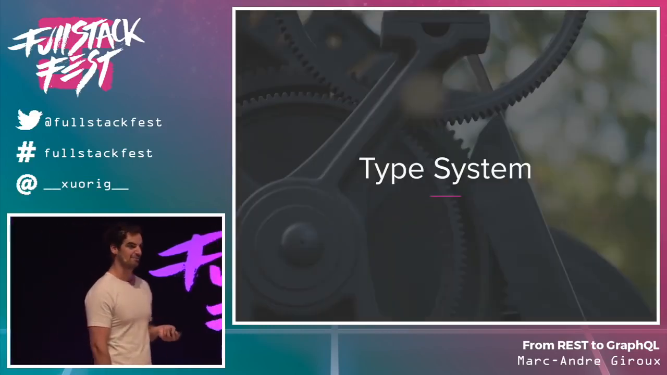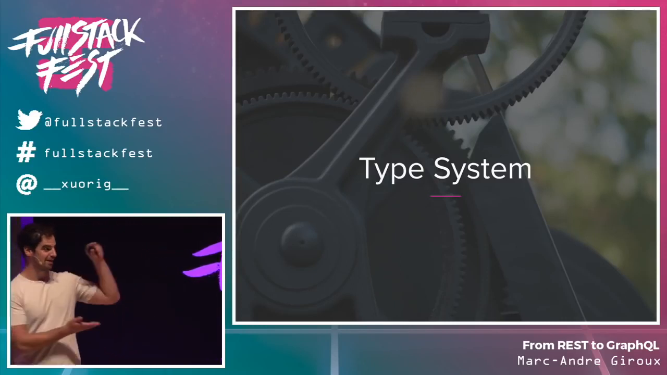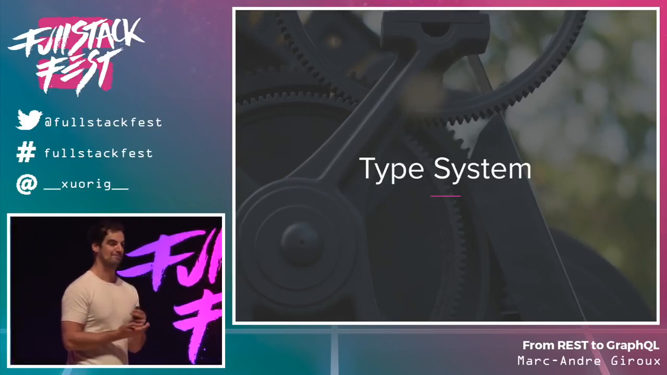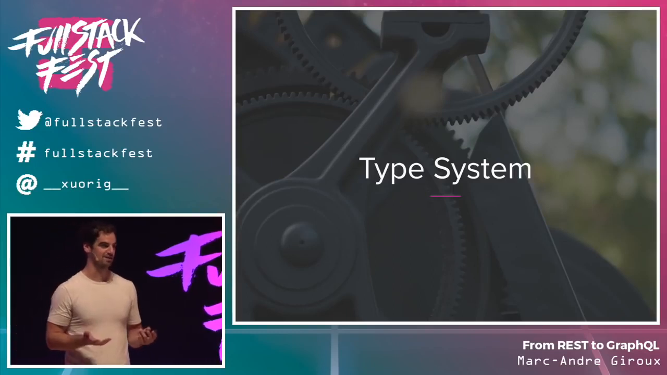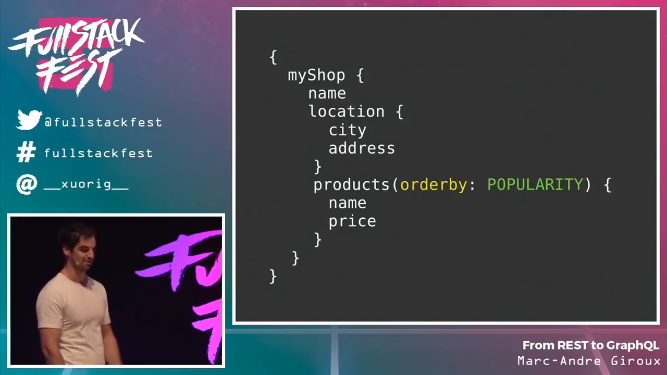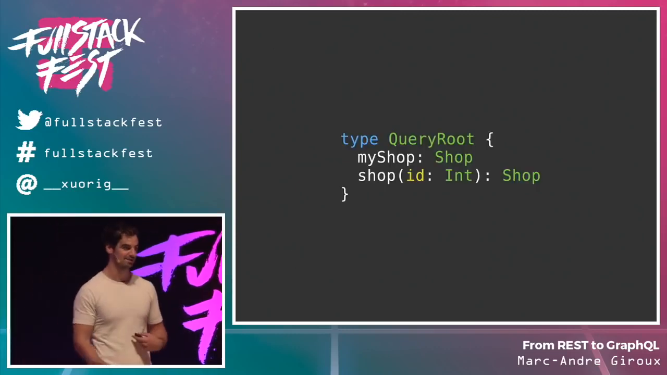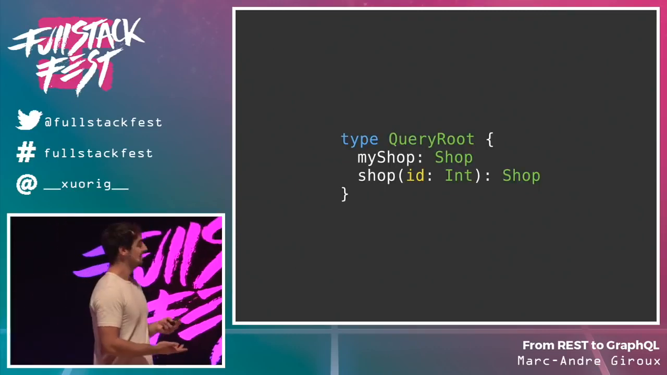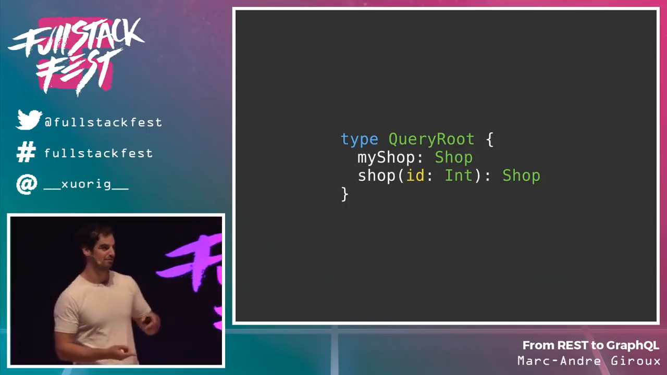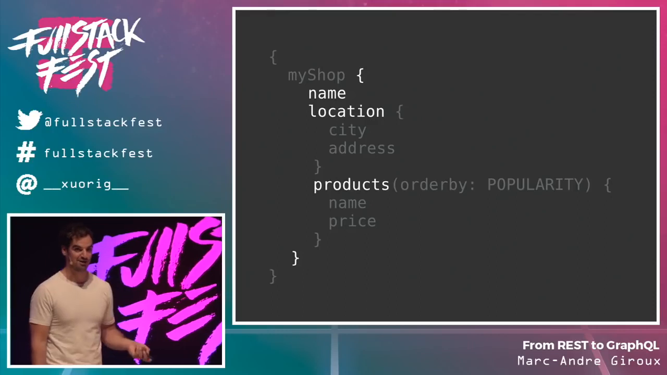So all that's possible because at the core of GraphQL is a really powerful type system. At every level of a GraphQL query, there's a type attached to it, and that type exposes all that object's fields, basically. It exposes all the possibilities. So for example, let's take the same query. My shop here, as we talked about earlier, is on a query root, right? So we have a type QueryRoot, and it tells me, oh, I can query myShop or a shop by ID. And both of those return a Shop type. So on the Shop type, we're querying name, location, and products.